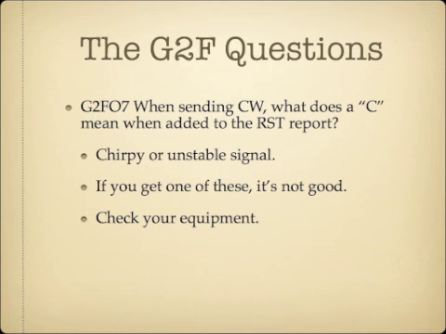When sending CW, what does a C mean when added to the RST report? Well, the C means chirpy or unstable signal. And if you ever receive a signal report with a C in it, that's not very good. You need to really check your equipment to make sure you're transmitting all right. But C stands for chirpy or unstable signal when part of an RST report.